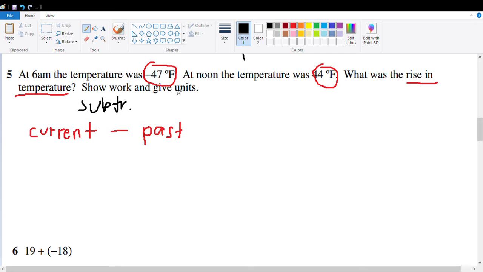So in this case, which one is the most current time? The most current temperature. The one at 6 AM or the one at noon? The one at noon, right? So our current temperature is 44 degrees. So it's going to be 44, and then we're going to subtract what? Negative 47.